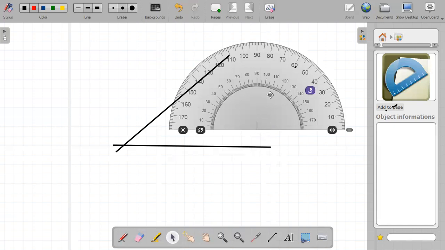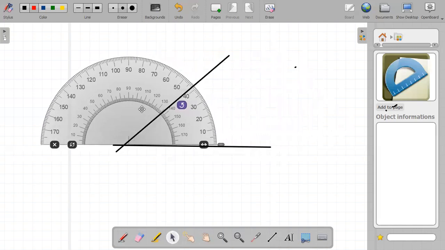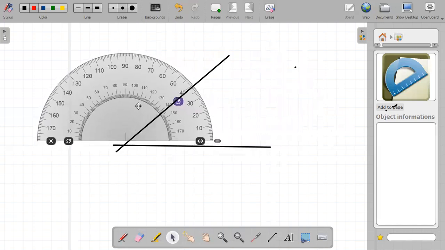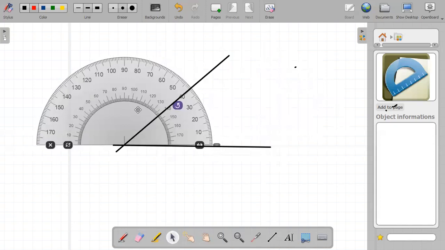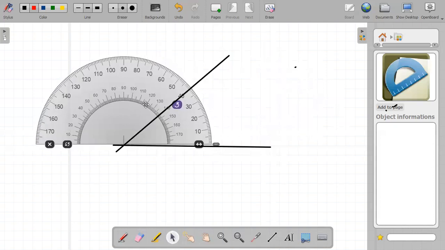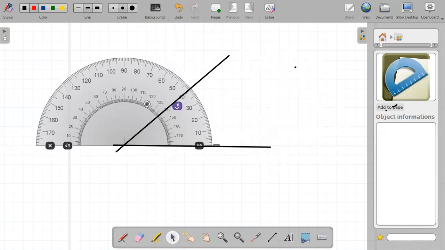You take your protector and place the center point of your protector on the vertex of the angle like this. Okay, I kept the center point of the protector on the vertex of the angle. Can you see it? Then you please overlap one of the zeros.